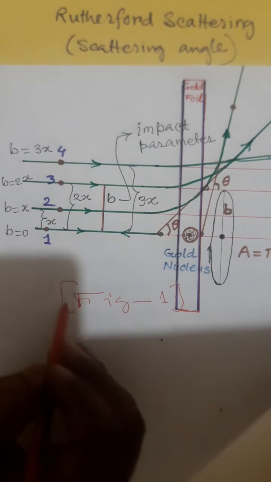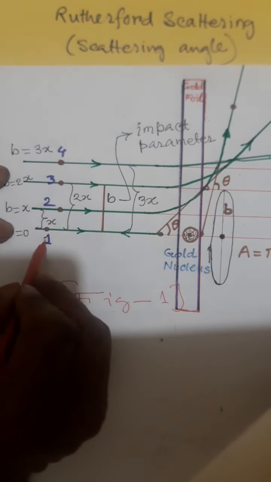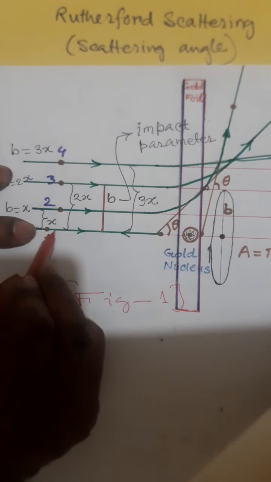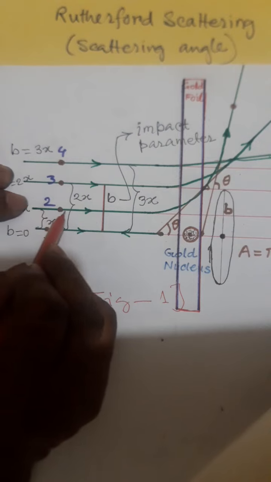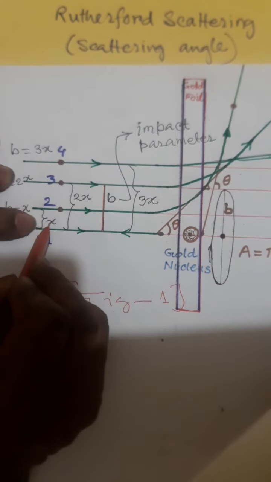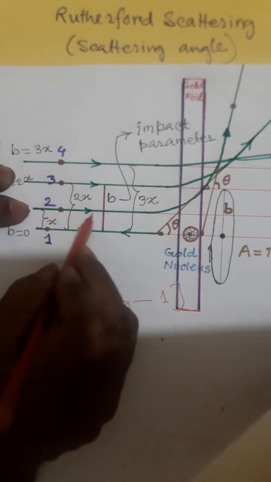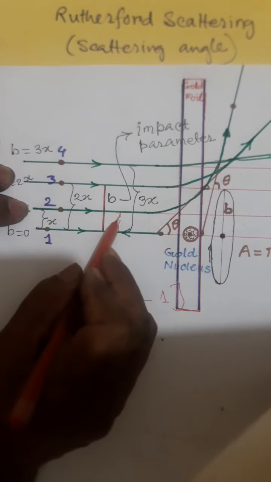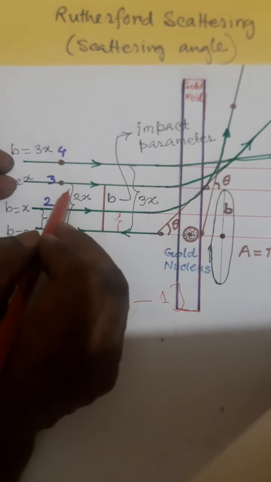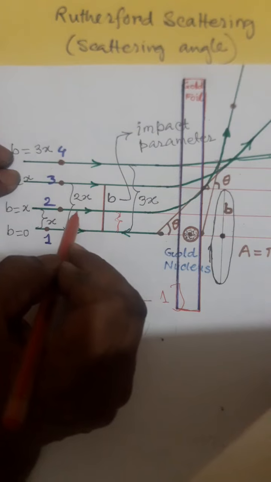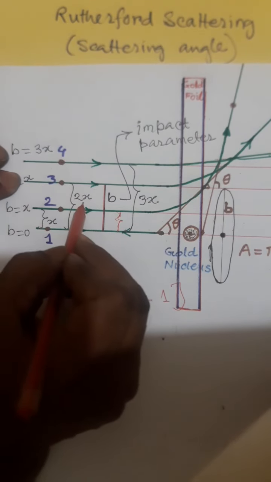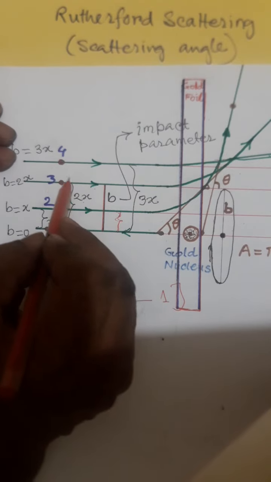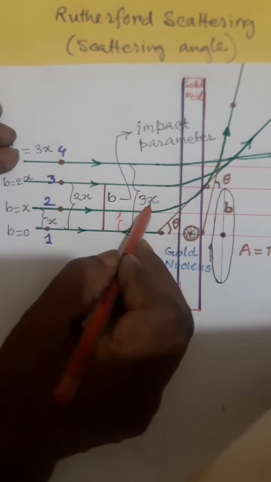Here we see for the first alpha particle b is 0. For the second alpha particle b equal to x. This is b. For the third alpha particle b equal to 2x. And for the fourth alpha particle b equal to 3x.